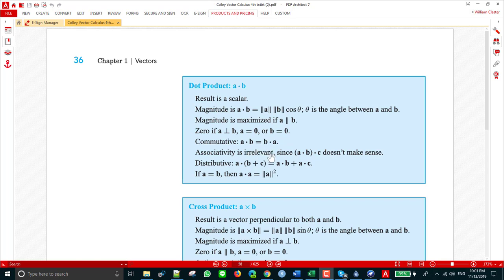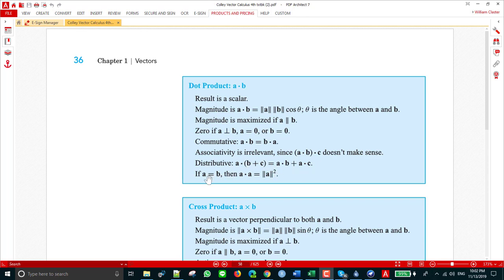Associativity is irrelevant because this doesn't make sense. Why does this not make sense? Because A dot B is a scalar, so you can't do a scalar dot C. You have to do a vector dot C. So this doesn't make sense. This makes sense, and this is true.